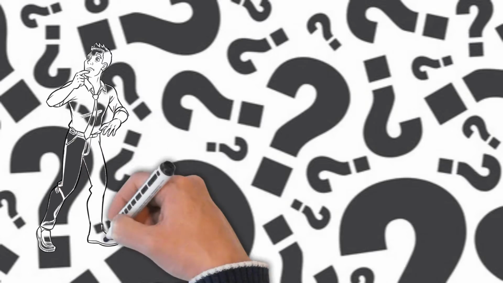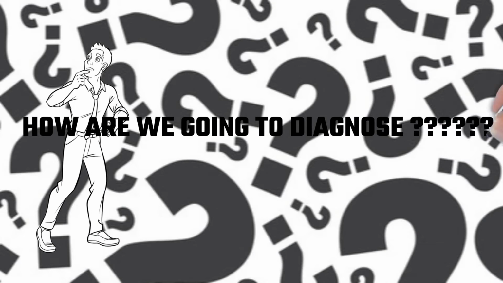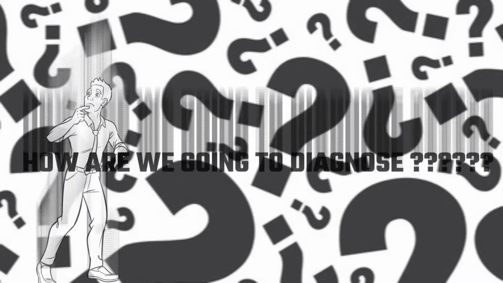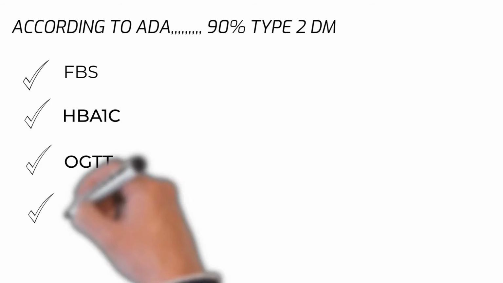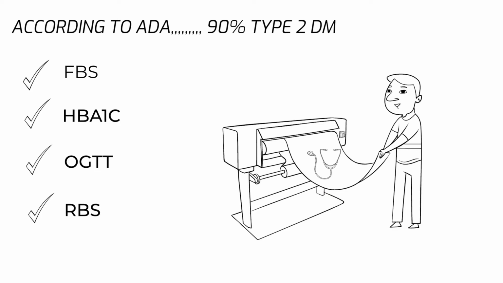How are we going to diagnose diabetes mellitus? According to the American Diabetes Association, 90% of patients are suffering from type 2 diabetes mellitus. We can diagnose diabetes mellitus by fasting blood sugar, HbA1c and OGTT in asymptomatic patients, and in symptomatic patients it's diagnosed through random blood sugar.